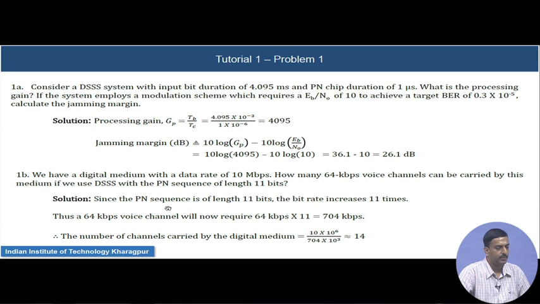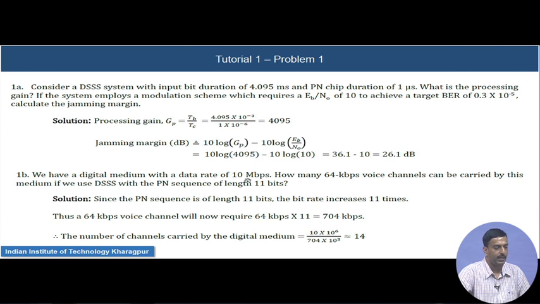Since the PN sequence is of length 11 bits, the original input data rate will now be multiplied by this factor 11, which we call the spreading factor. So for every voice channel, we have 64 into 11, which is 704 kbps data rate that now needs to be supported.